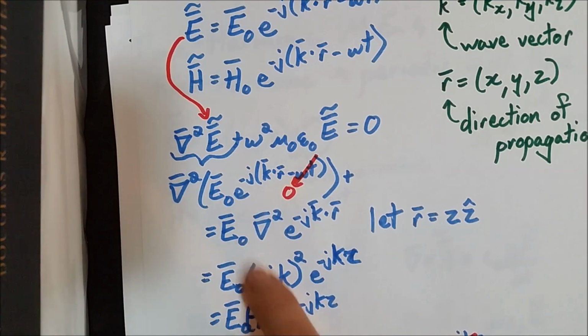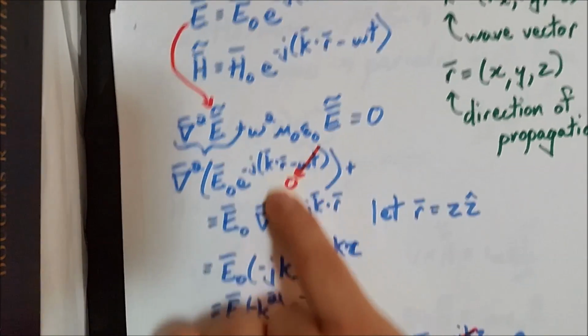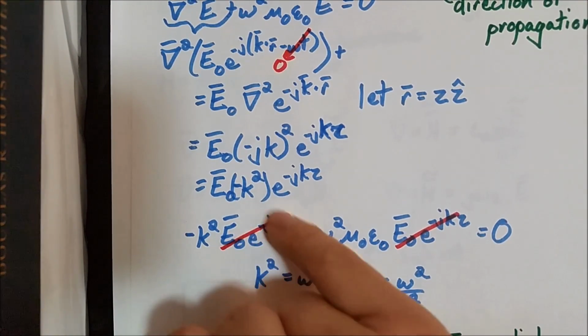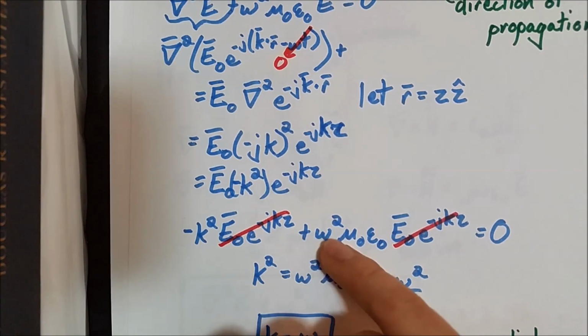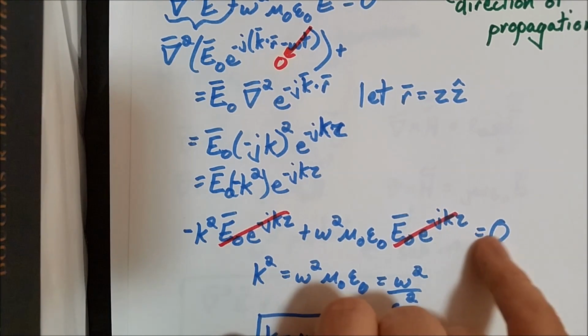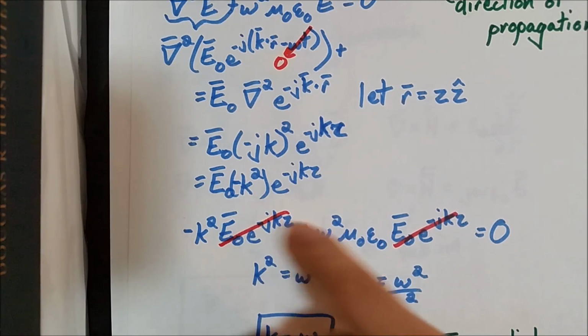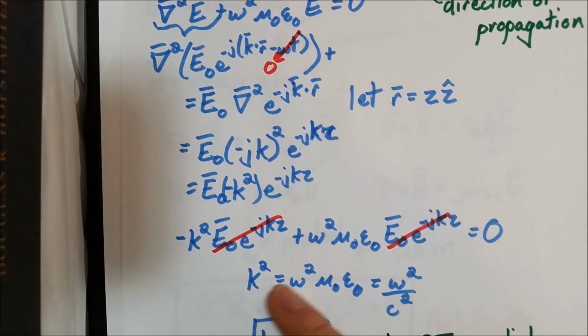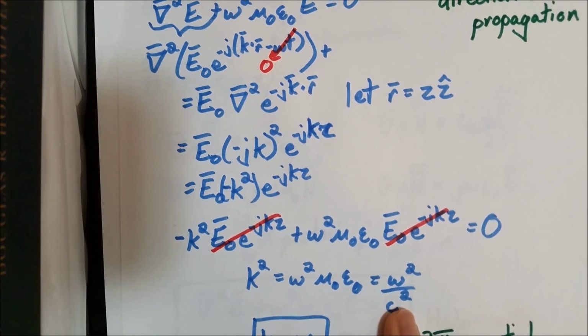Now if I take this term and this term, we get negative k squared times the electric field plus omega squared mu naught epsilon naught times the electric field must equal 0. So we have some cancellations, the electric field cancels, and we're left with this relation, k squared equals omega squared mu naught epsilon naught. And we've already determined that the relationship between the permeability and permittivity of free space is the speed of light.